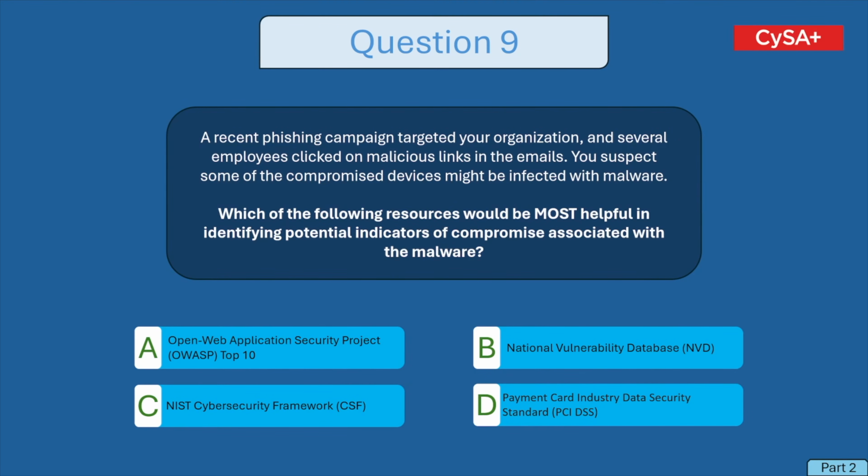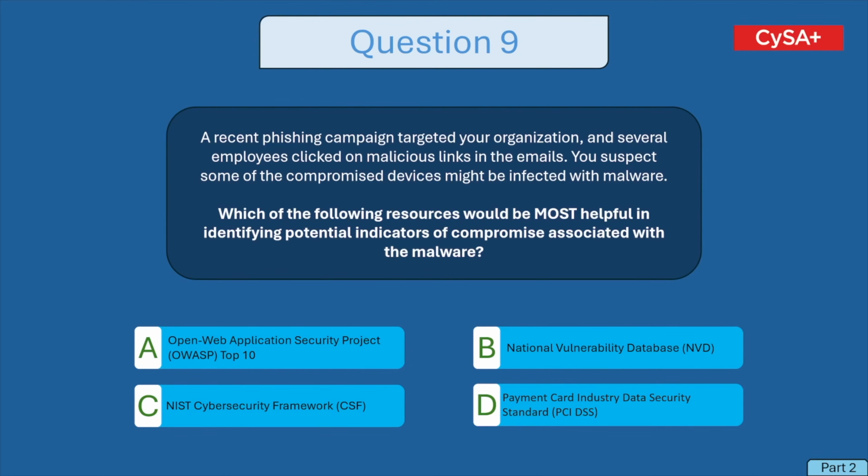Question 9. A recent phishing campaign targeted your organization, and several employees clicked on malicious links in the emails. You suspect some of the compromised devices might be infected with malware. Which of the following resources would be most helpful in identifying potential indicators of compromise associated with the malware? A. Open Web Application Security Project. B. National Vulnerability Database. C. The NIST Cybersecurity Framework. Or D. Payment Card Industry Data Security Standard.